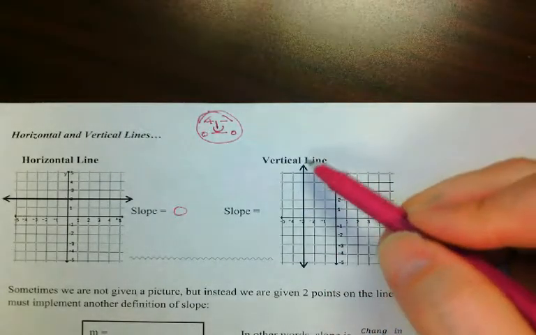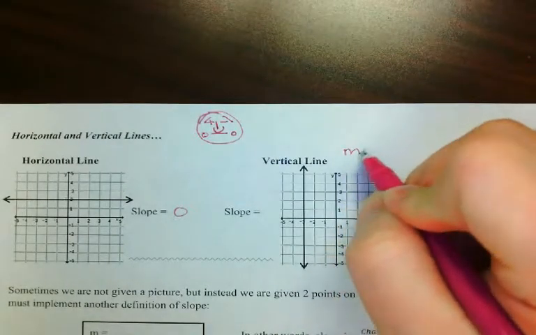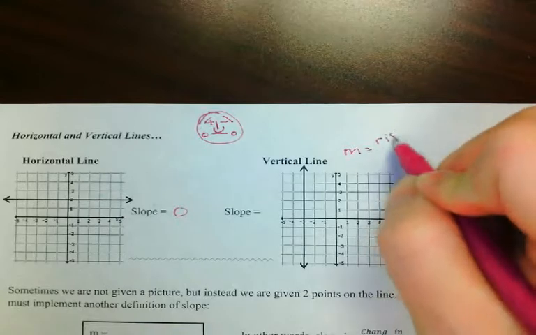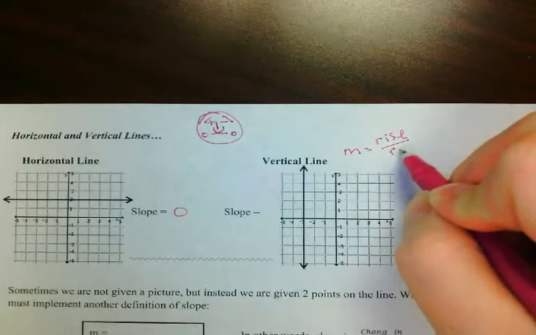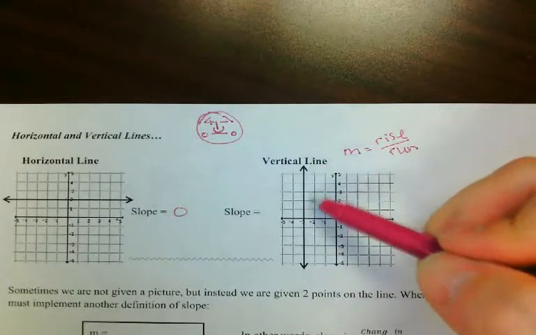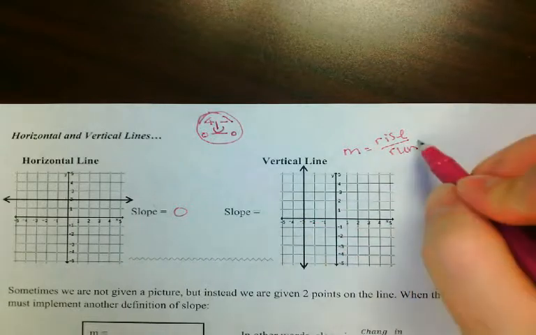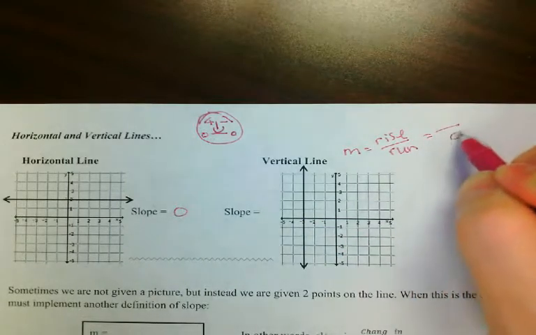Now, when we have a vertical line, if you think about the definition of slope, we know that slope is equal to our rise over our run. Now, if I look at this, especially if I look at the run in this case, there is no run. The run is 0, okay?